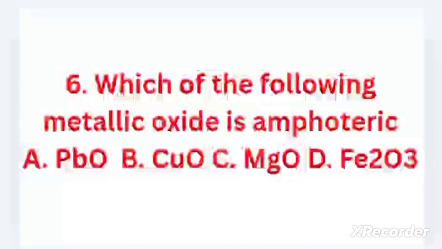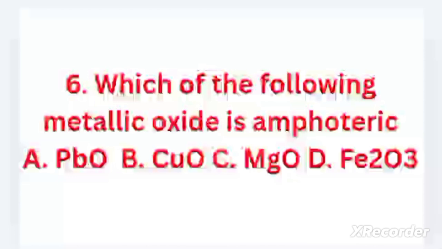Now, the correct option is lead oxide. Lead oxide reacts with acids and bases. We have amphoteric oxides like lead oxide, aluminum oxide, zinc oxide, and tin oxide, like tin 4 oxide. We have to be very careful when picking this kind of answer, because amphoteric means they can react with both acid and base. So if they can react with both acid and base, they are known as amphoteric oxides, or amphoteric metallic oxides.